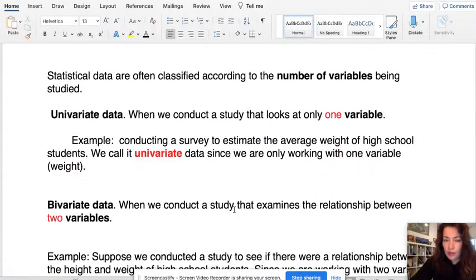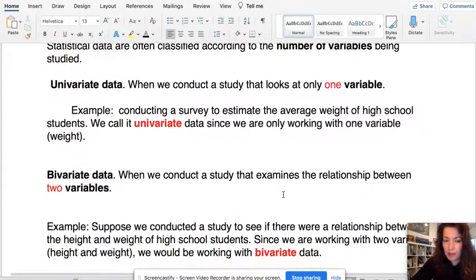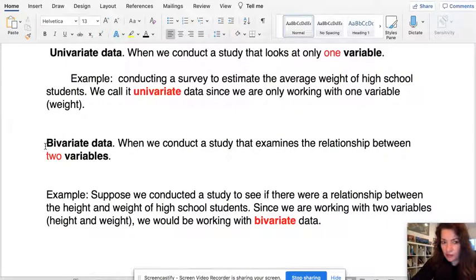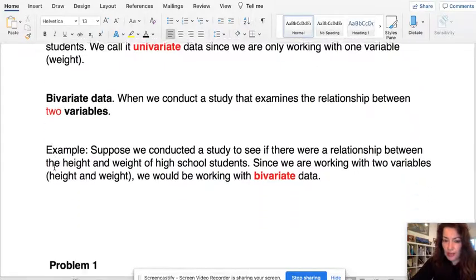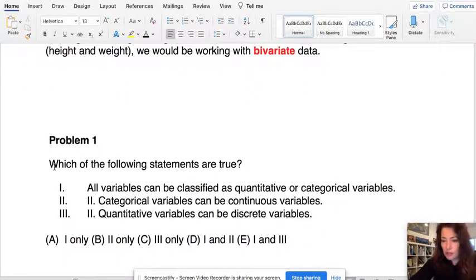All right, let's move along. Univariate data just means looking at a single variable, and bivariate, so bi, the prefix means two, so that's looking at two variables. Let's take a look at an example. Here it says, which of the following statements are true? If you want to pause the video here and see if you can get this correct, I will go over it. Okay, so which of the following statements are true?